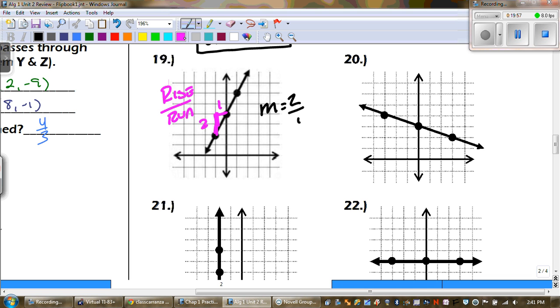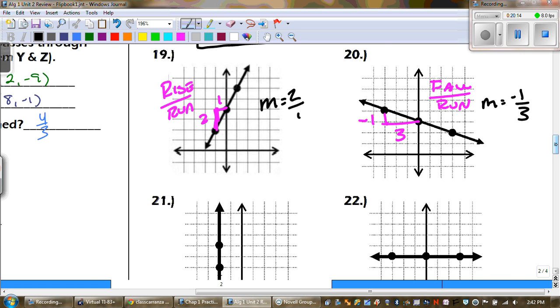Okay, our next one, this is going to be fall over run because it's going down. We went down 1 to the right 3. So my slope is -1/3.